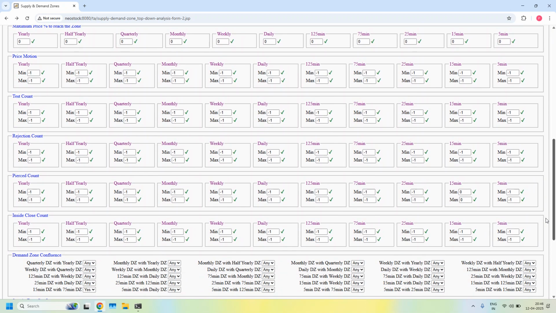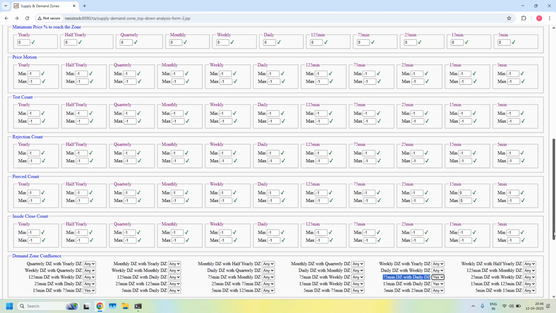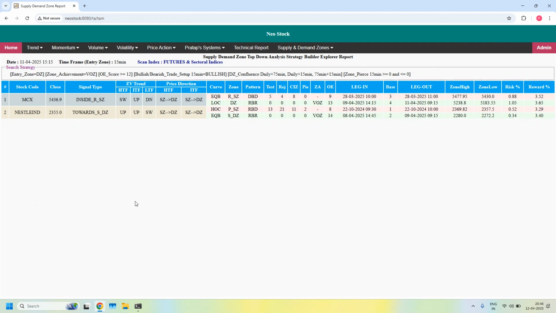So in the demand zone confluence, 3 filters we have to set. First filter is already enabled, 15 minutes with 75 minutes demand zone confluence. Next filter is 15 minutes demand zone with daily demand zone confluence, 75 minutes demand zone with daily demand zone confluence. With all the 3 filters, we got 2 stocks. In both the stocks, these 15 minutes demand zones overlapped with 75 minutes demand zone. Both together again overlapped with daily demand zone.